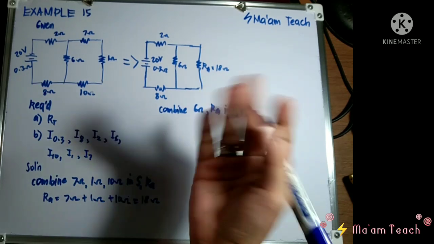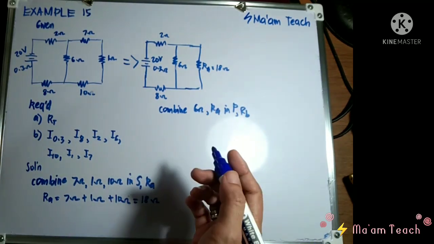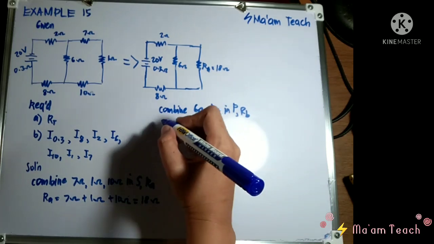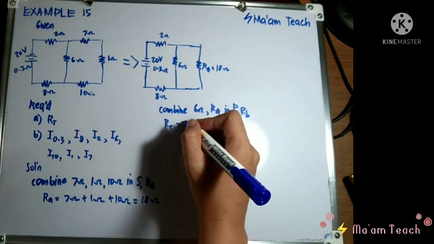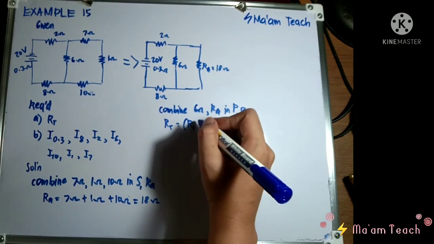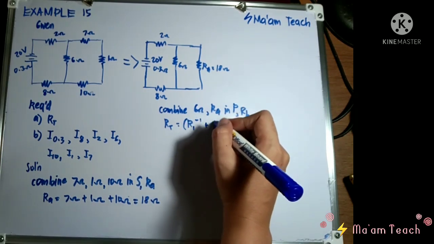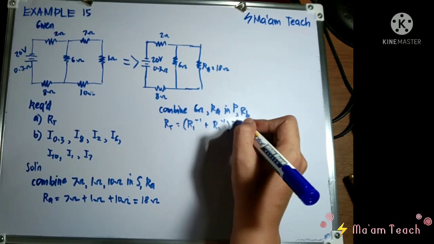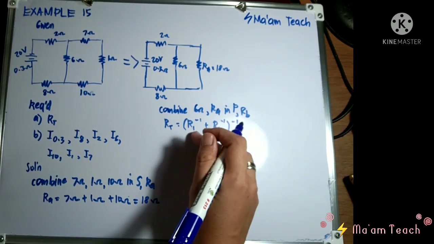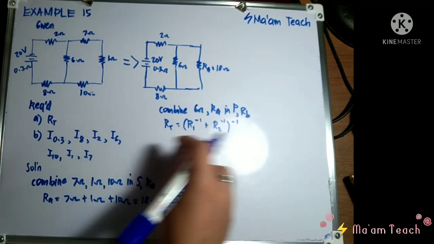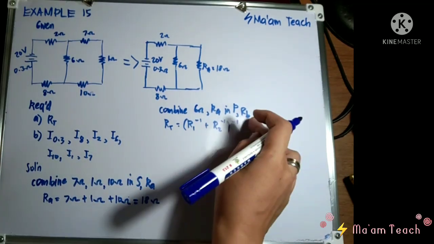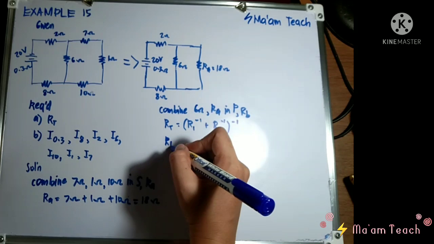Now, if you could recall, class, in parallel, we have a general formula, take note. To solve for a parallel combination, you use this formula: the reciprocal of the sum of the reciprocals of each resistance connected in parallel. So this is the general formula. If we apply it, we are trying to solve for R sub B.